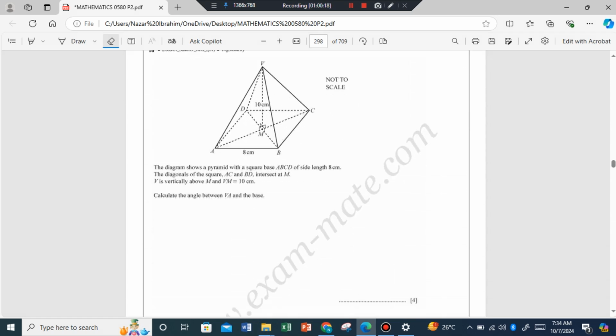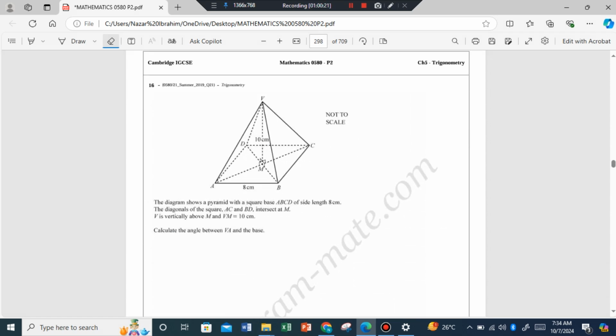Question number 16. The diagram shows a pyramid with a square base ABCD. Square base means the base is shaped like a square having all sides the same, right? Of side length 8 centimeter. It means that if this is 8, then this is also 8. This side is also 8, and this is also 8. The base, right? Okay, the diagonals of the square AC and BD intersect at M. V is vertically above M, and VM is equal to 10 centimeters. So VM is known to us as 10 centimeter.